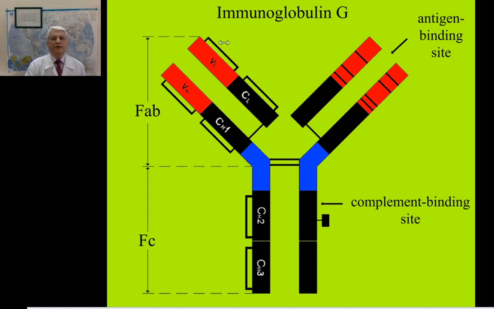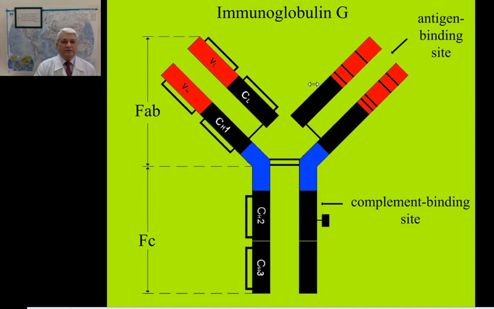Why are these two domains here and two domains here very variable? Because there is an antigen binding site between these two domains, and you understand that antigen binding site in each immunoglobulin must be different, because different immunoglobulins can specifically react with different antigens, and this specificity depends on the structure of the variable domains.